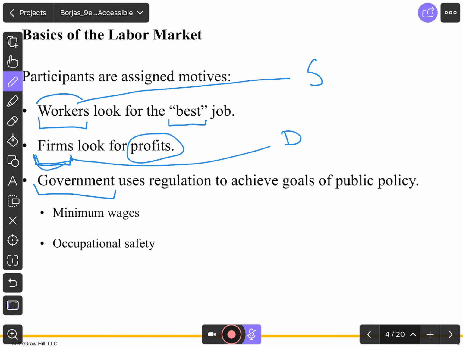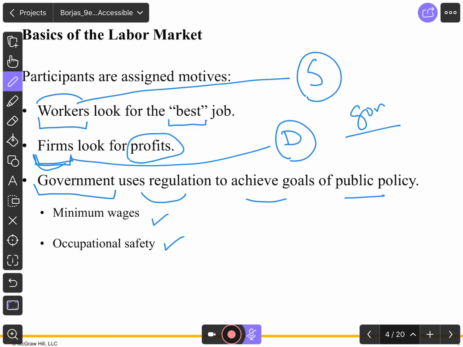The government has certain regulations, and these regulations are used in order to regulate the interaction between the suppliers and the demanders. So we need the government to regulate this kind of interaction. And again, the government has a certain goal, which is to achieve different goals of public policy. The different regulations are related to the minimum wages, occupational safety, and many other regulations that we will discuss in detail.